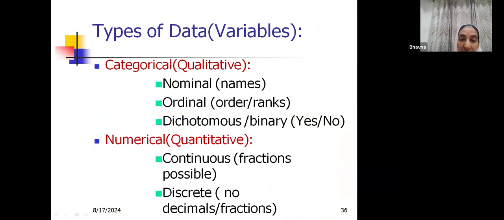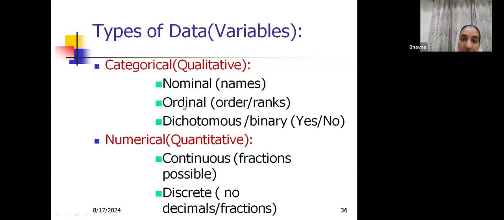And quantitative data is also called numerical data. So we have qualitative data, which is called categorical data, and we have quantitative data, which is also called numerical data, right? I'll just go through it very fast. Categorical data is of three types, mainly nominal, ordinal, and dichotomous. Dichotomous is also called binary. It is yes or no data. Binary means it has only two options, okay?